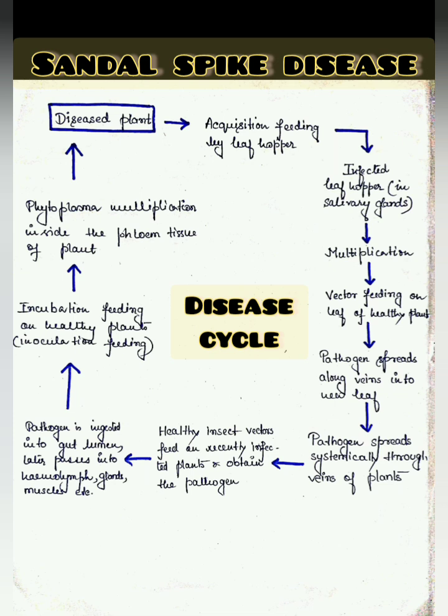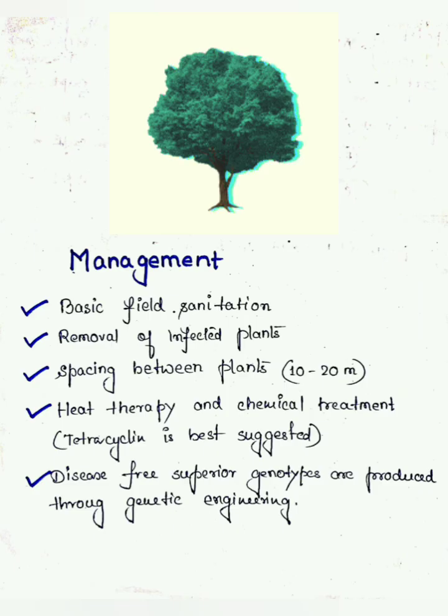Now this vector, which has the pathogen in the body, goes and feeds on another healthy plant. Then the phytoplasma multiplication inside the phloem tissue of the plant will occur, and then the plant again becomes a diseased plant. So this completes the cycle.